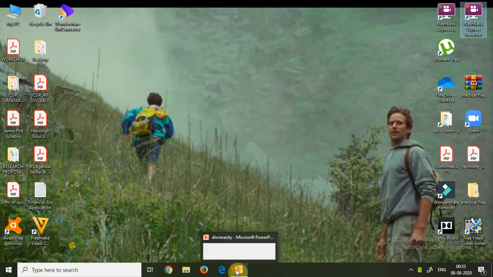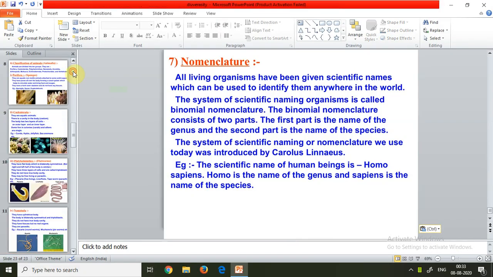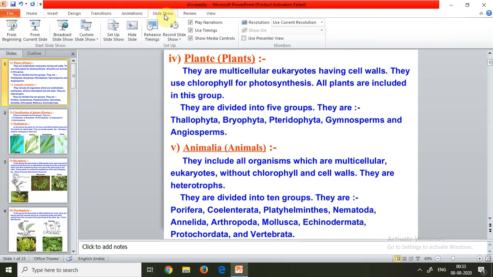Good morning, students. So, today again we'll be continuing with the same chapter that we started in the previous class. We were talking about the diversity in the living organisms, and as we all know, living organisms include both plants as well as animals. So, we'll talk about both in today's class.